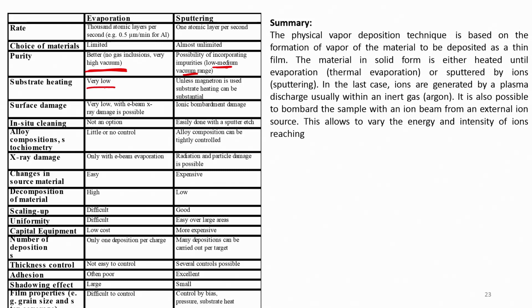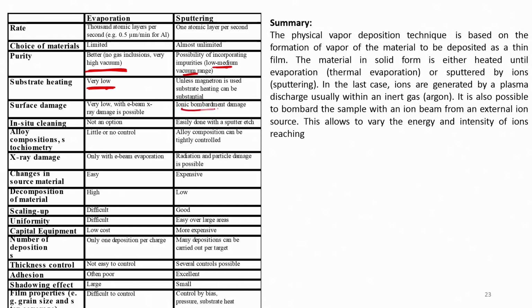Substrate heating very low, unless magnetron is used, then substrate heating is substantial. So, there is something called RF magnetron sputtering. Surface damage, in which if you use magnetron the substrate heating can be substantial. If you use magnetron substrate heating would be less, if you do not use magnetron then substrate heating would be substantial. The damage on the surface is very low with E-beam, however X-ray damage is possible in case of evaporation.